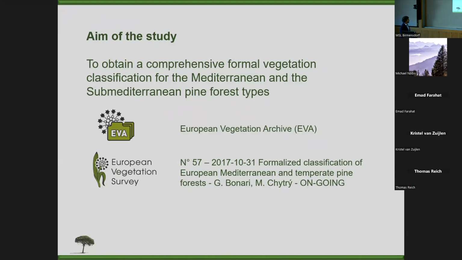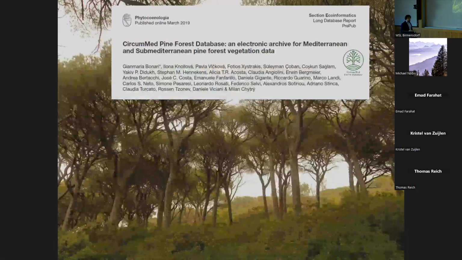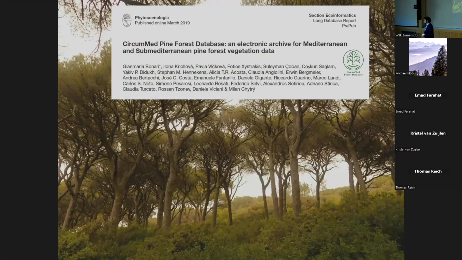So our aim was to obtain a classification of this forest. But, because there is a but, when we request this data, we realized that many data were missing. So there was the need of creating something better and specific, so we started a compilation of all vegetation data throughout Europe and actually North Africa concerning pine forest. We digitized this data and made it in an electronic format.